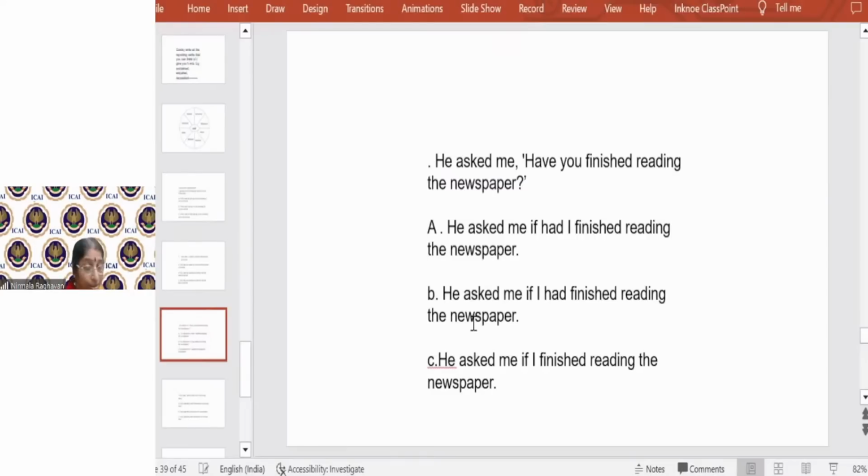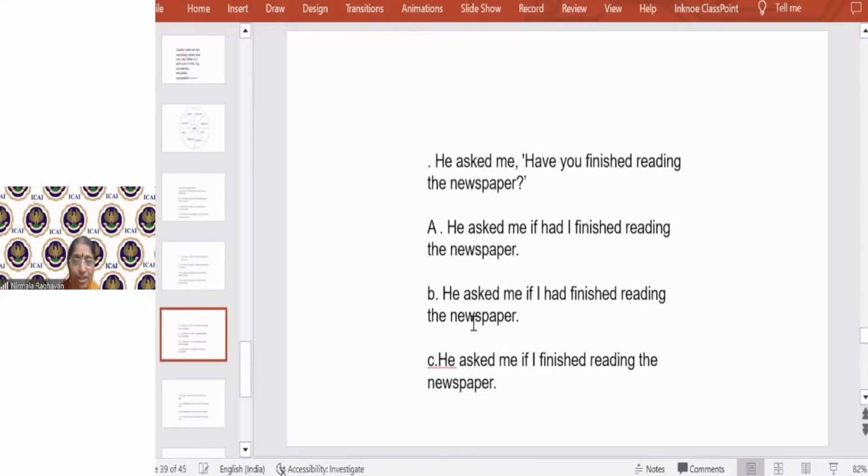Now let me give you the answer. Let me tell you how to eliminate. "He asked me, have you finished reading the newspaper?" So "he asked me," have must become had, "finished reading the newspaper." So that's one thing that I need to change. Now let me look. "He asked me if had I." "If had I" is a wrong usage. Okay, so A is gone.